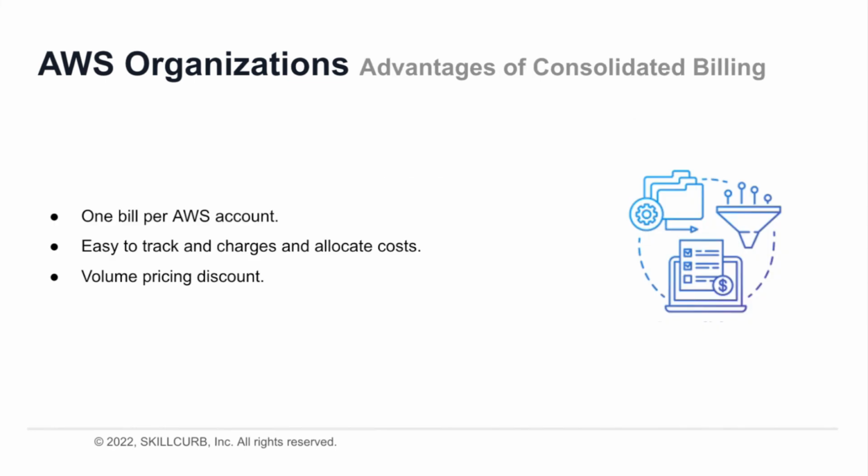So the advantages of consolidated billing include one bill per AWS account. It's very easy to track and charge and allocate costs, so you can see exactly what your developers are spending. You will get the volume pricing discount.